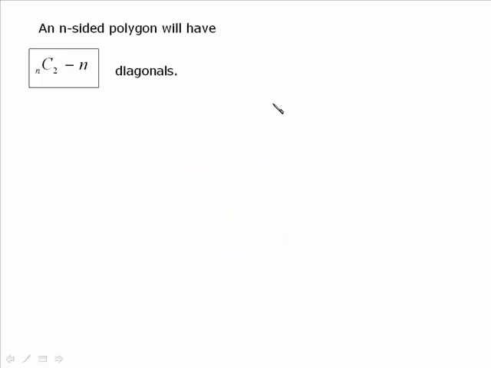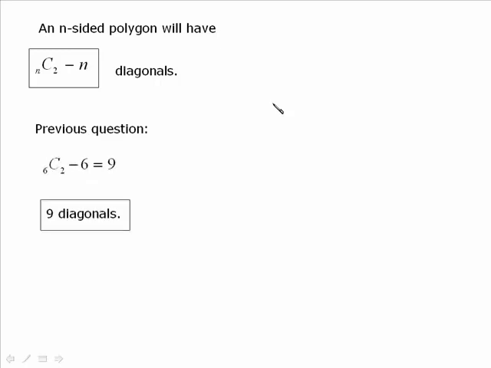So the formula goes like this. N choose 2 minus n for an n-sided polygon. So you always subtract away the number of sides. And if you go back to that previous question then, you would get 6 choose 2 minus 6. And if you drive that through your calculator, you will get 9 diagonals.